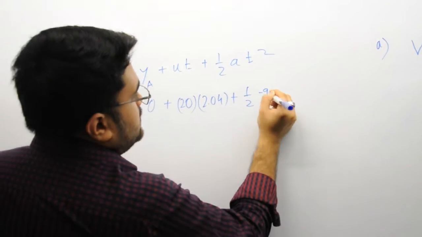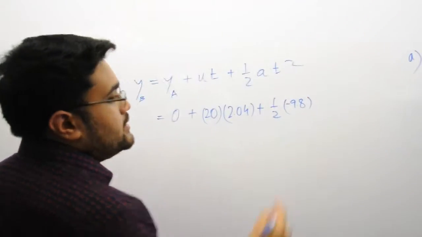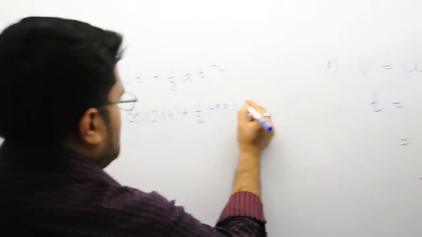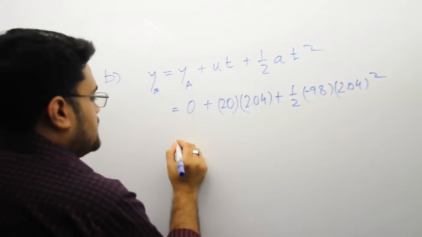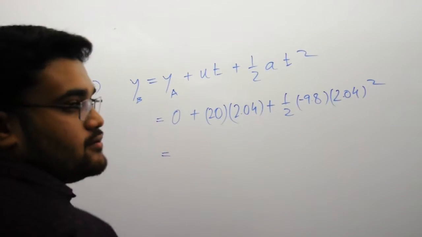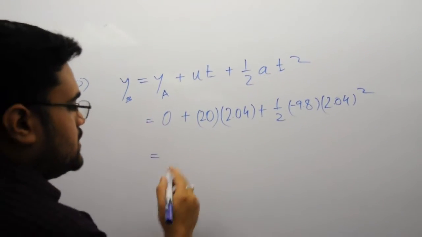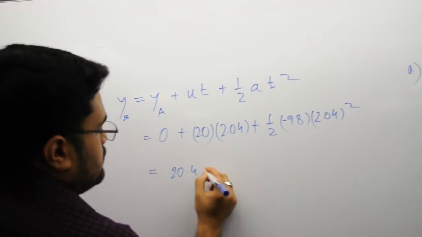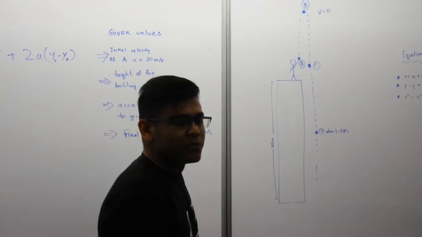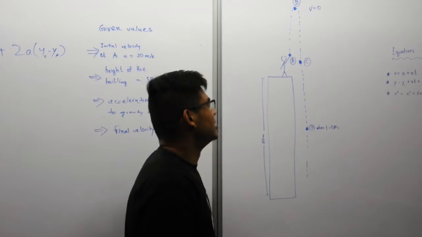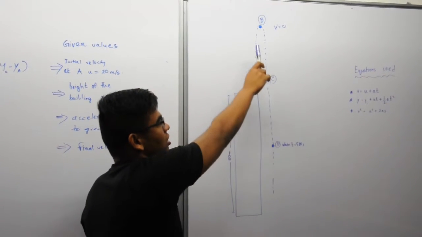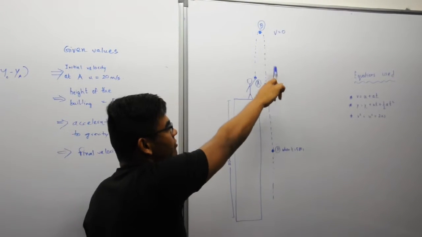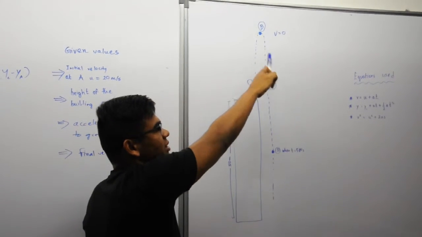Half, negative 9.8, as explained earlier by my friend. We just plug in the values, and after doing the calculations the answer will be 20.4 meters. So that's it. According to sub question C, we are supposed to find the velocity at position C, which is where the stone jumps down from position B at maximum height.